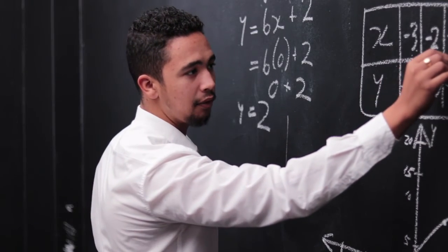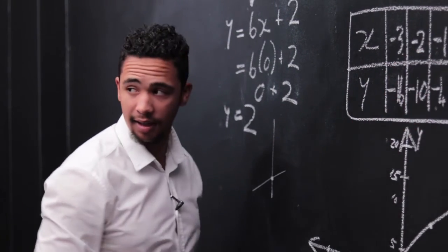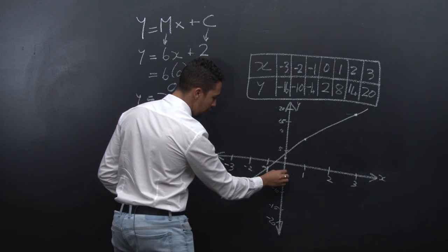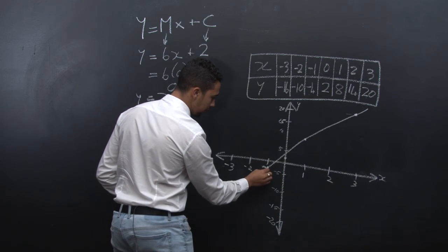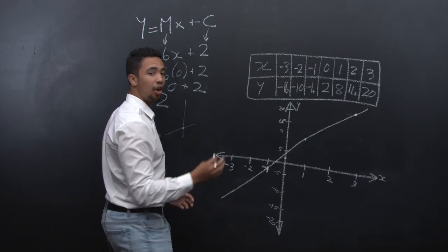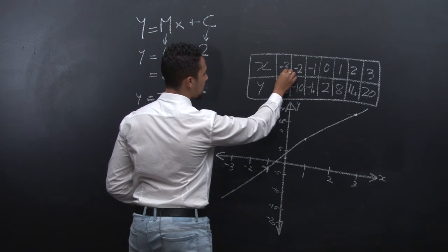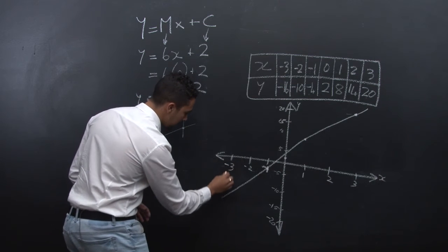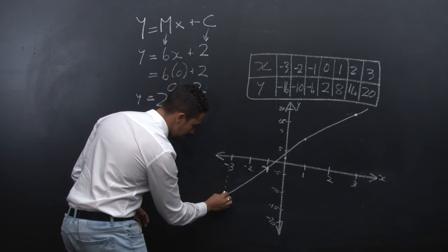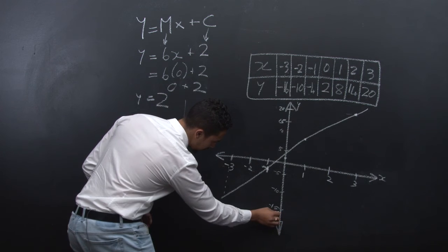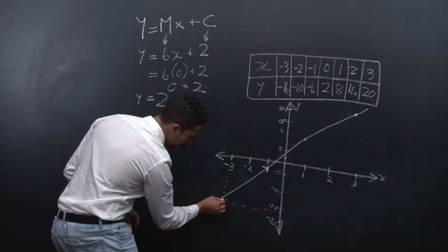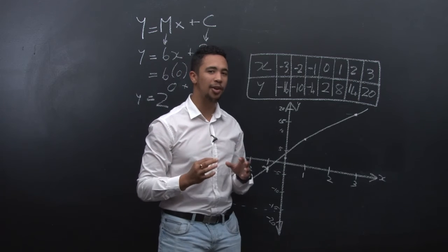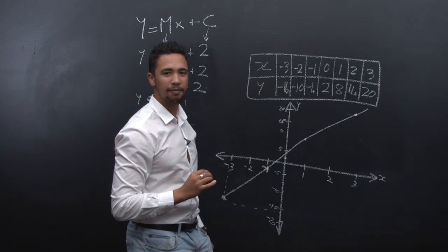So where x is -1, y should be -4. So let's test the last variable. Where x is -3, y should be -16. So as you can see, my drawings may not be accurate, but our model works.